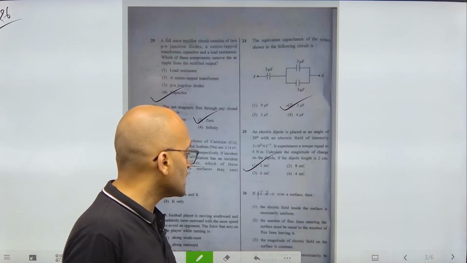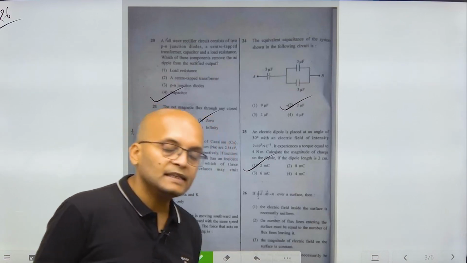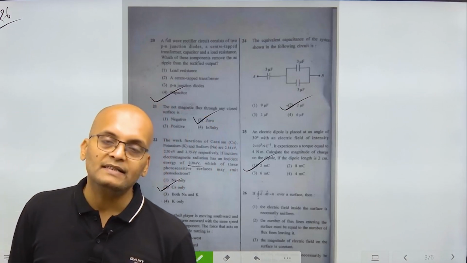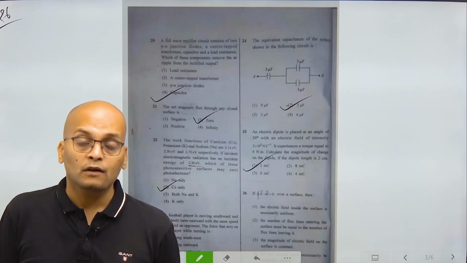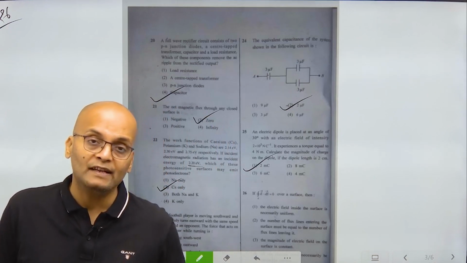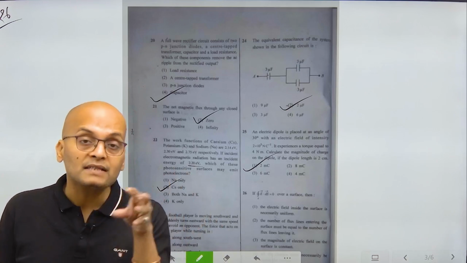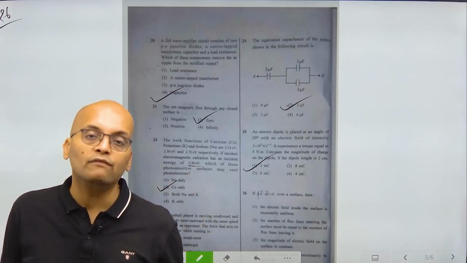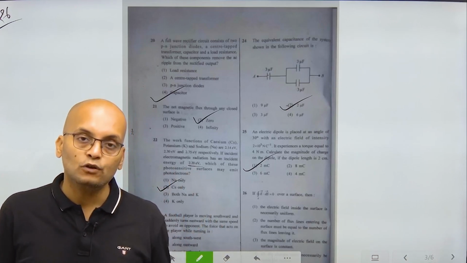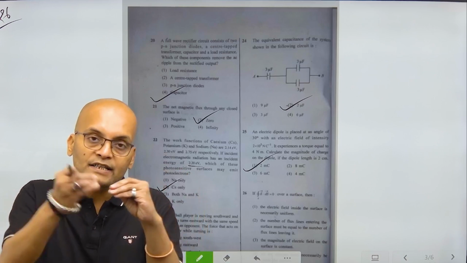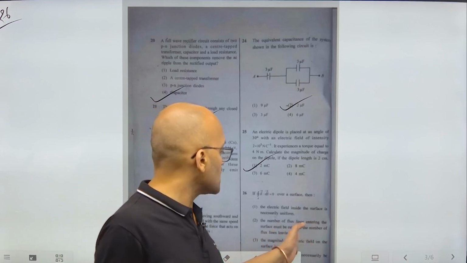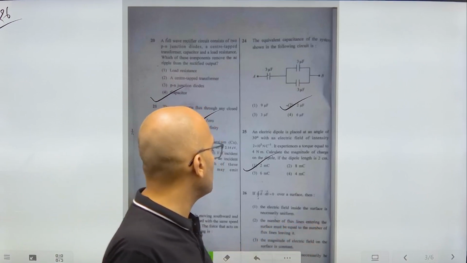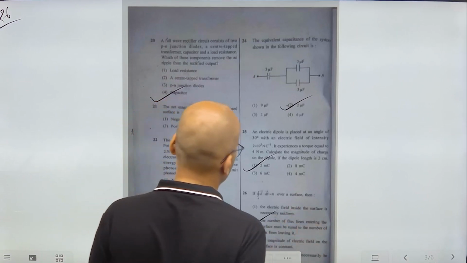The flux line entering. If electric flux is 0, that doesn't mean electric field is going to be uniform or electric field is going to be 0. What is flux? It is number of electric field lines passing through the cross-sectional area of the surface. So if flux is 0, that means number of lines entering is equal to number of lines coming out. Number of flux lines entering the surface must be equal to number of flux lines leaving it. Option 2.